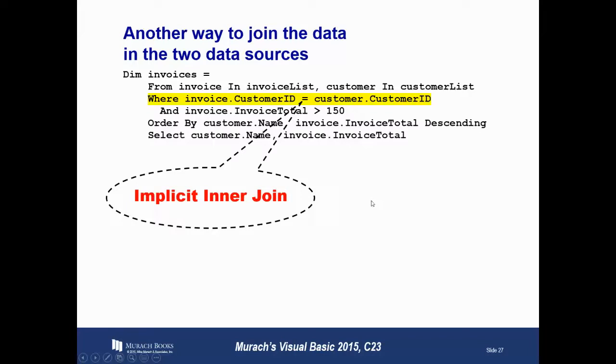I don't know, it's personal preference. If you're doing an inner join all the time, then this is easier. But if you're doing any other types of joins, I like to write it out.